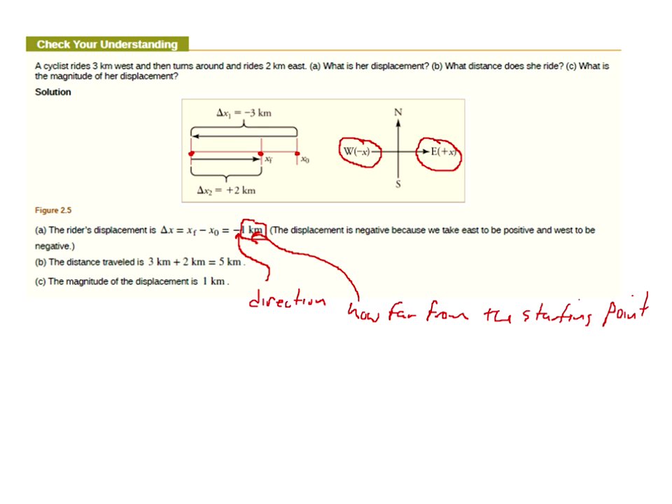So this number, the 1 kilometer number, has some meaning, and this number has meaning. So they both have meanings. They just give you different bits of information.